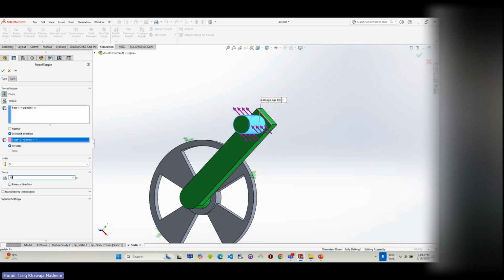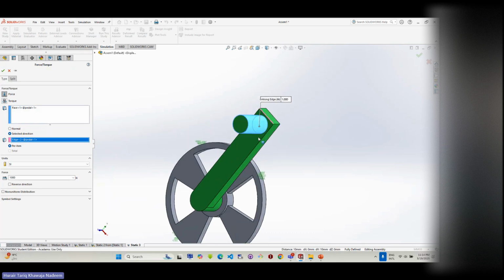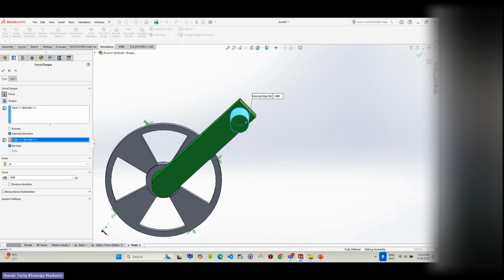And let's say that this is 1000. That's it. You can have non-uniform distribution as well, if you want. Normally they do have non-uniform distribution. When you're applying force on a pedal, on this side you have more force, on the other surface you have almost zero force. Over here we are saying that this side is pushing and this side is pulling, which is practically not the case. But for simplicity, we say that this side is being pushed, this side is being pulled, and the force is acting in this direction.